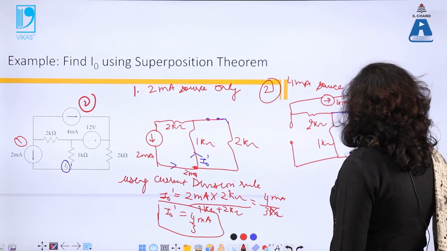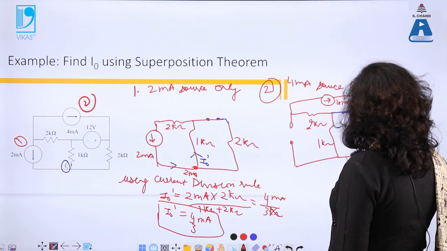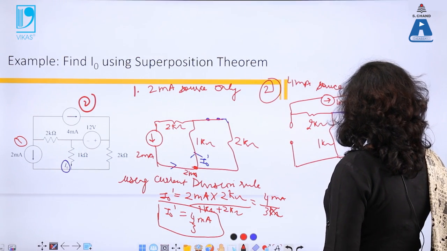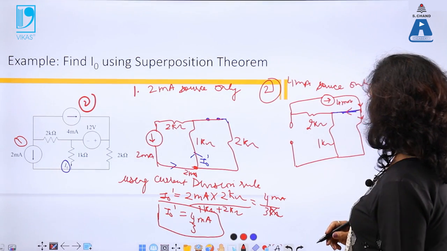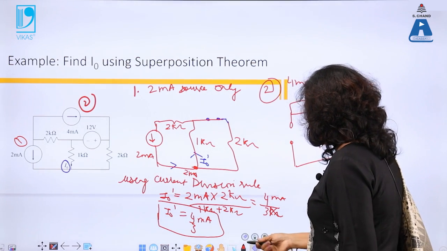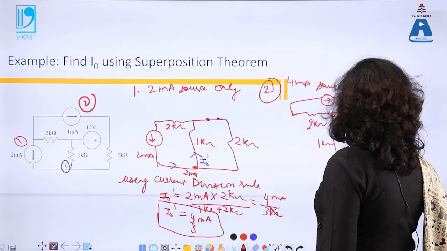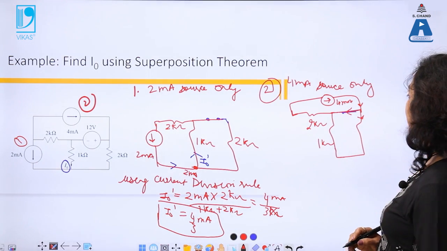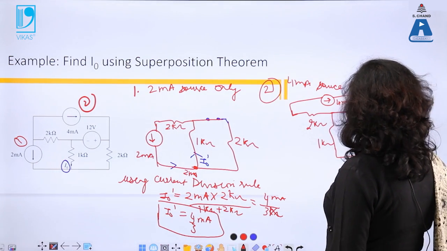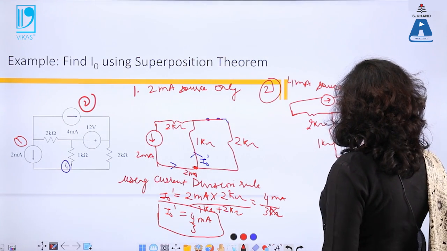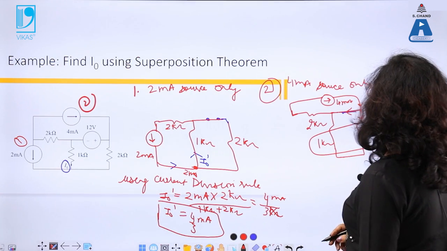Now looking at this direction, there are two paths. From this point, one path is short, another path is having resistance. Let me take an eraser to make it more clear. So my circuit is like this. So let me clear it. So I am having this 2 kilo ohm. So 2 and 3, this 2 and 3.